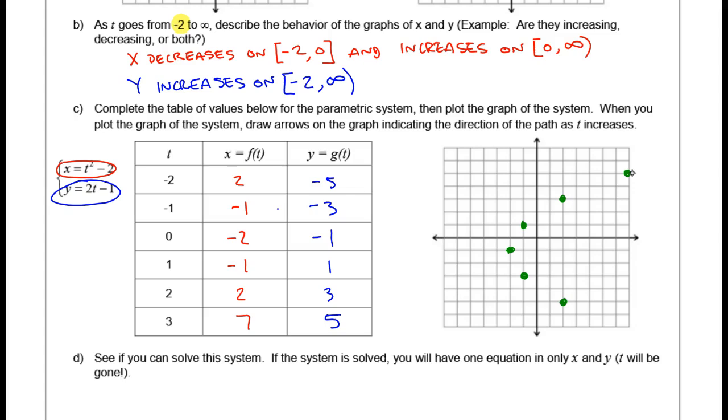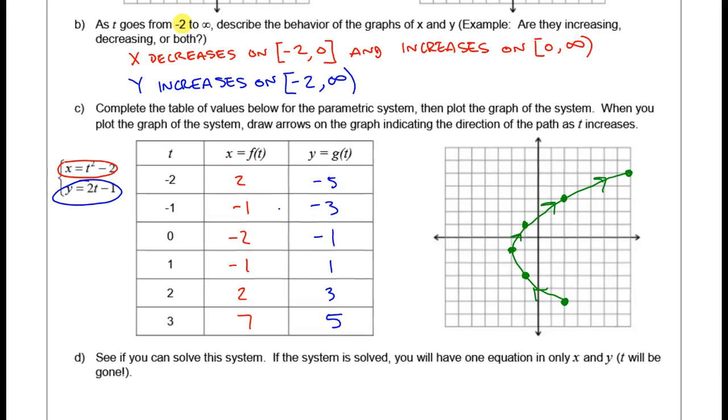Now we have to show the graph. Okay, the graph of this system starts here when t equals -2, and then it does that, and it says draw arrows on the graph indicating the direction of the path as t increases. So the path of this parametric equation is starting down here at this lower right point, and then going this way. So the arrows now are drawn on here indicating the path of the graph as t increases.